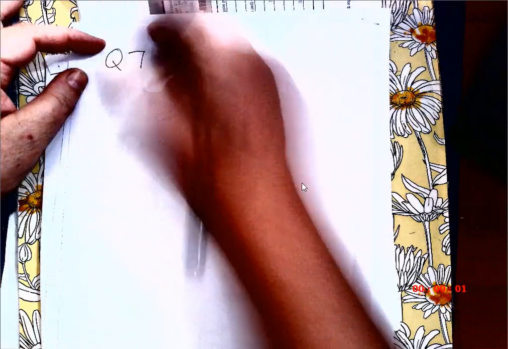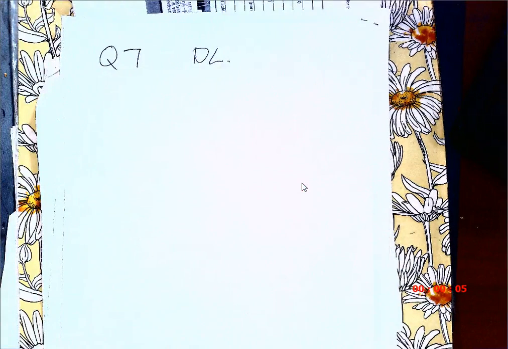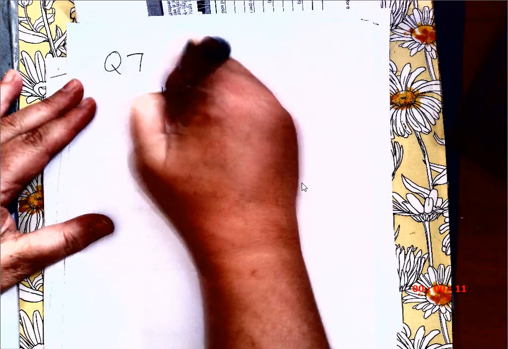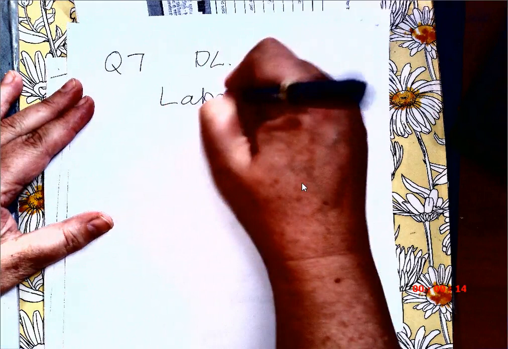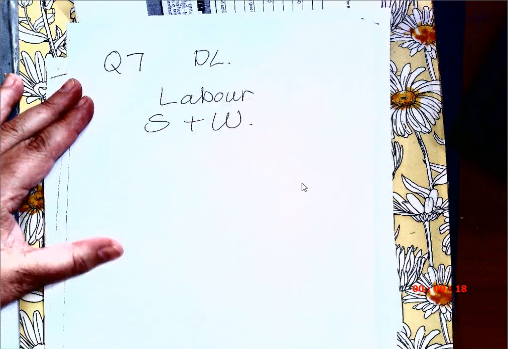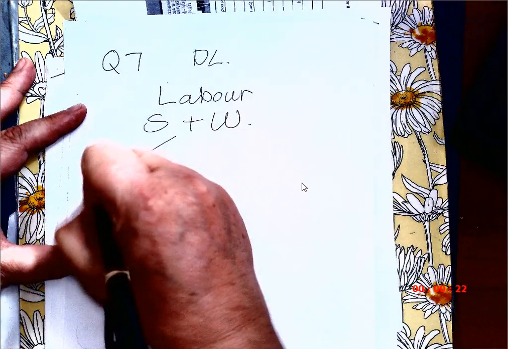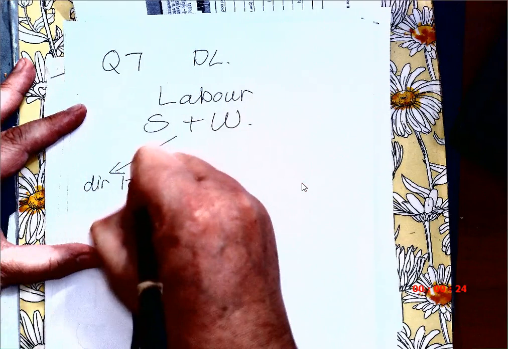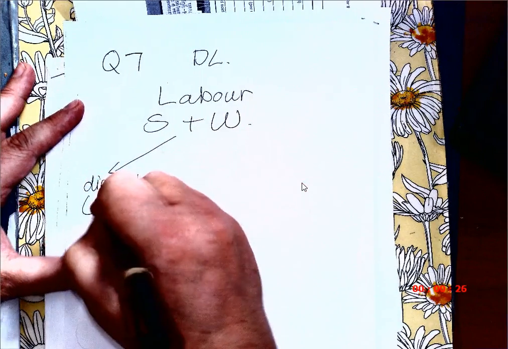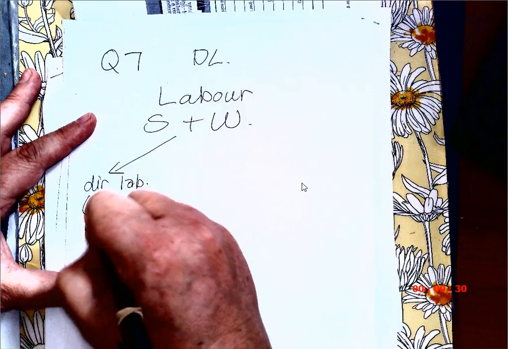7, and it's the direct labor. Now, before I do this direct labor, let me quickly explain labor to you again. So, labor is shown through salary and wages. Right. So, that first of all is the direct labor. So, the direct labor is the one going to work in process. This is the hands-on people.